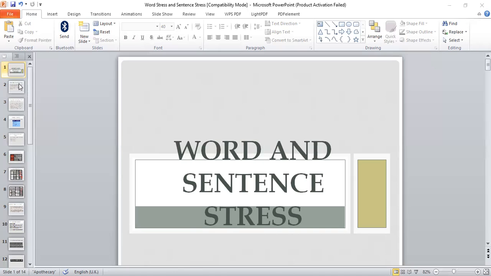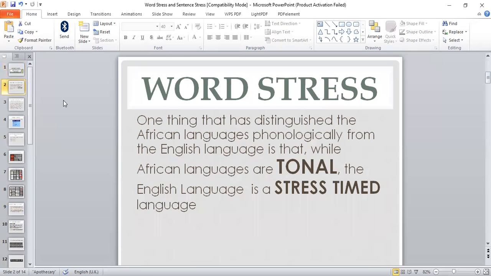Now, basically, one thing that has differentiated the English language from African languages, because I am an African and I have studied much of the African languages to a certain level, so I can equate both languages. One thing that is so special about the English language is that the African languages are tonal, but the English language is stress-timed. That is what we consider when looking at an African language phonologically. It's not the same thing that we consider when we are pronouncing words in the English language.